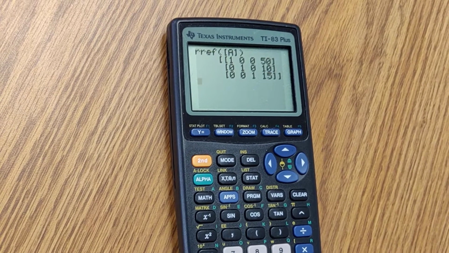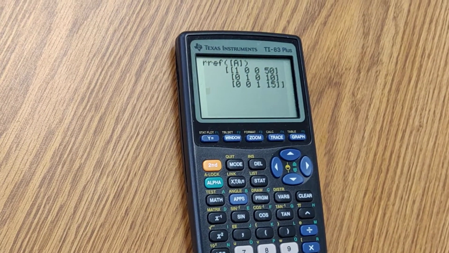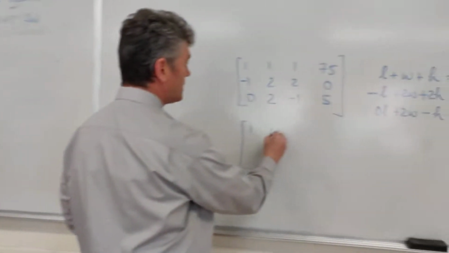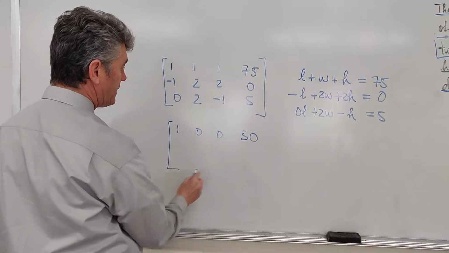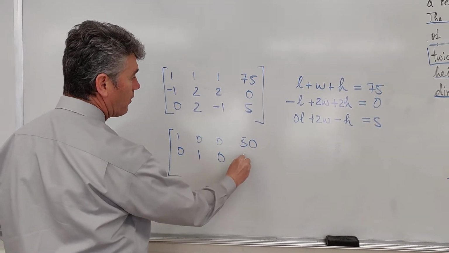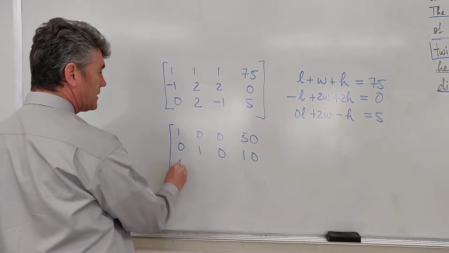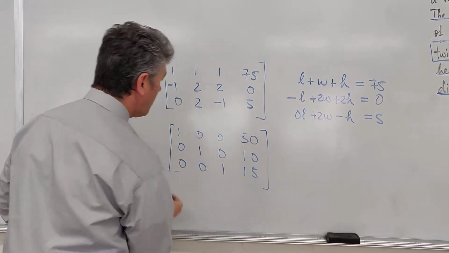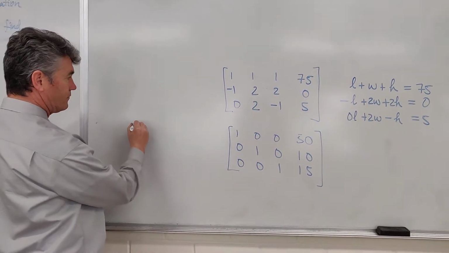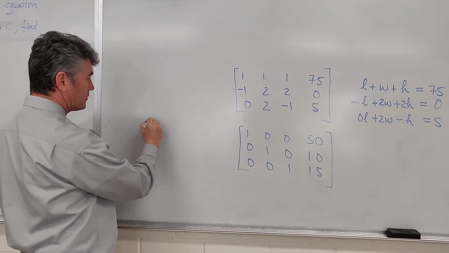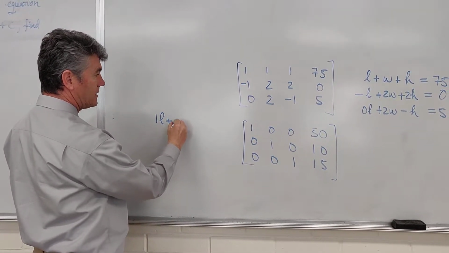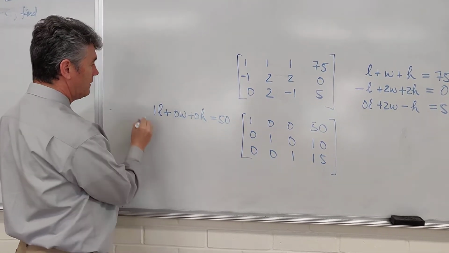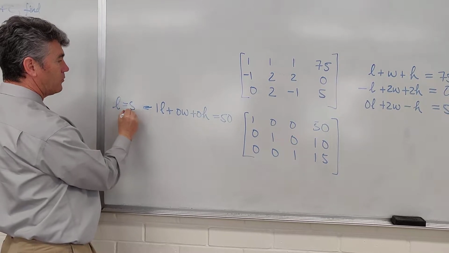So what I'm going to do right now, I'm going to write that matrix on the board. 1, 0, 0, 50, 0, 1, 0, 10, and 0, 0, 1, 15. What does this mean? It means 1L plus 0W plus 0H is equal to 50, or L is equal to 50.